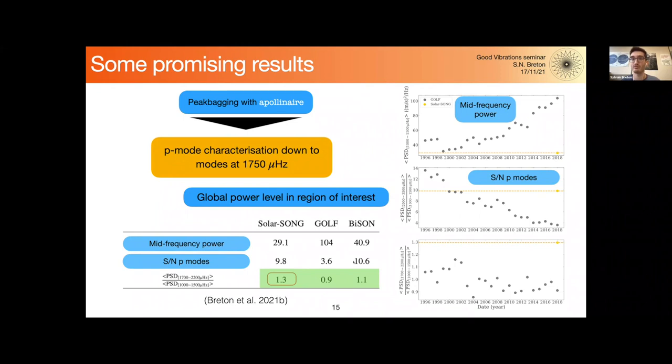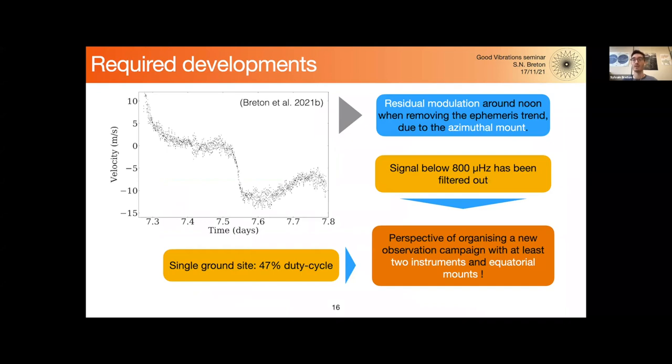Here, if you restrict your interest to only the mid-frequency p-modes, so on the left of the p-mode hump, it's interesting to see that Solar SONG seems to perform better than GOLF and BiSON. So this needs, of course, to be refined with further analysis. What are therefore the required developments for Solar SONG?